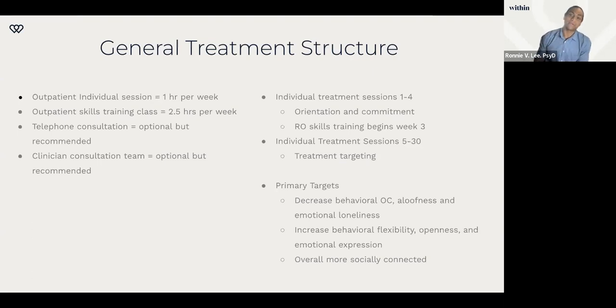Also, the primary target is to increase behavioral flexibility, right? Want to be more flexible. We always talk about this term rigidity, especially with certain eating disorder presentations, wanting to increase that flexibility, openness, and emotional expression as well. And then lastly, overall, more socially connected, not only with the individuals that we feel comfortable with, but just a general community, social connectedness. We find that is extremely helpful.